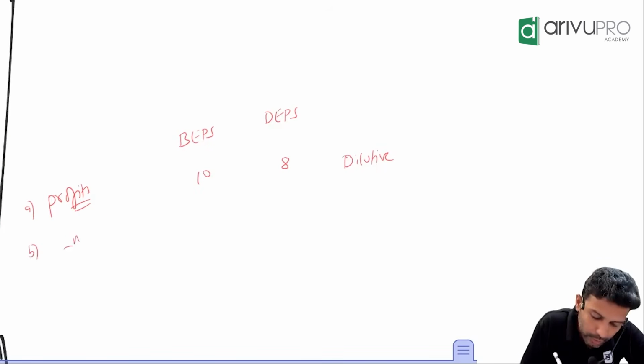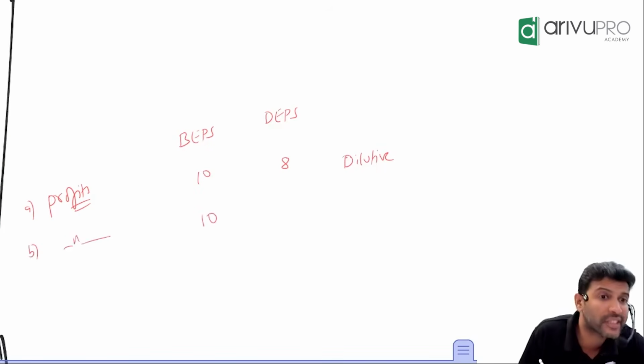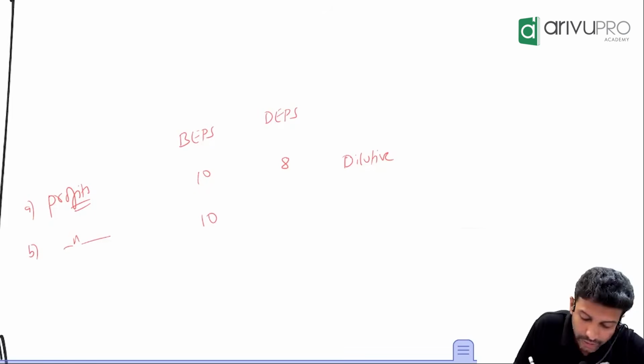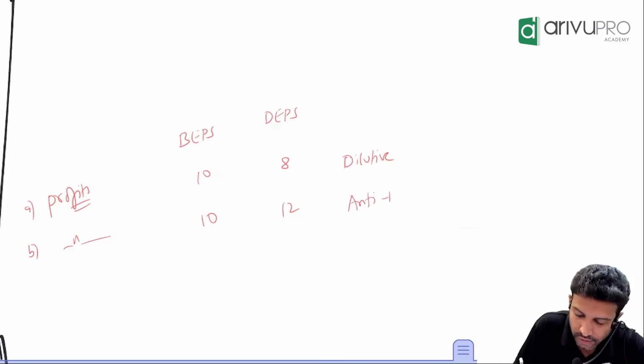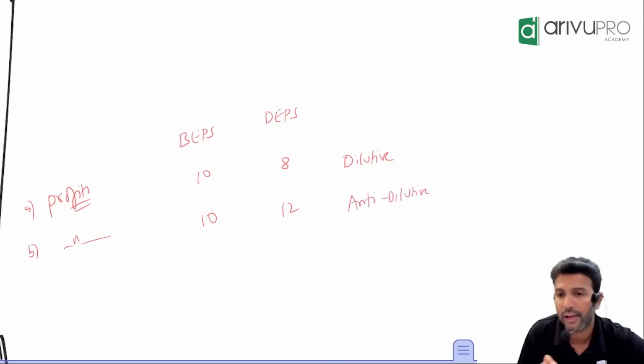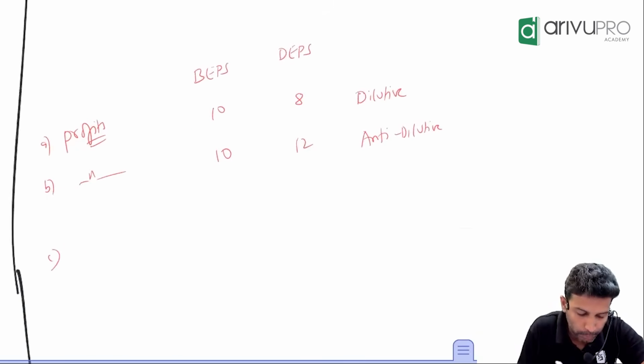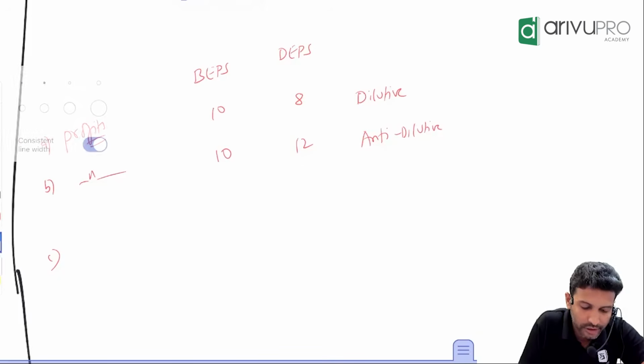Same, you're working from profit side. Basic EPS is 10. Diluted EPS is 12. What is this? The conclusion is this is anti-dilutive. Correct? This is from which side? Profit side.